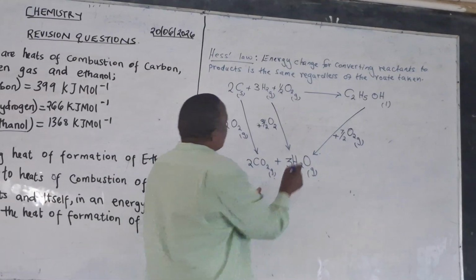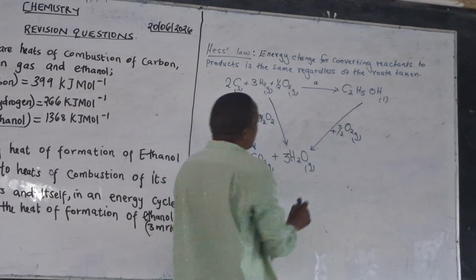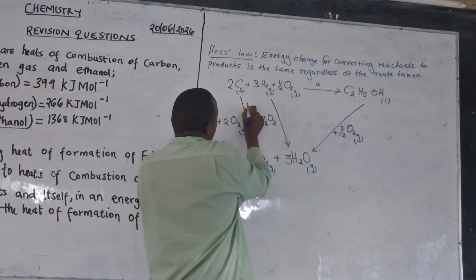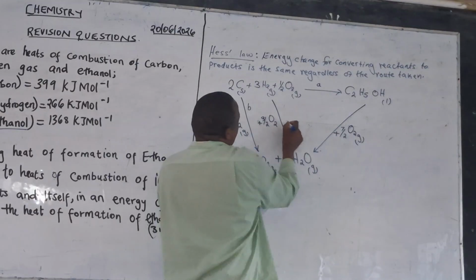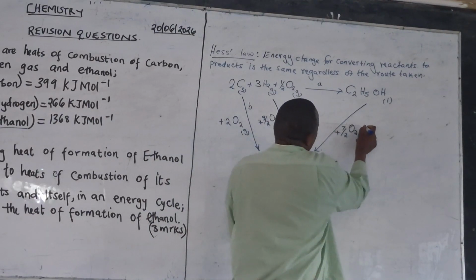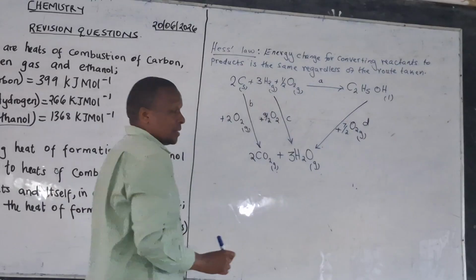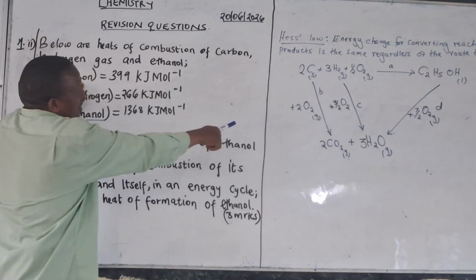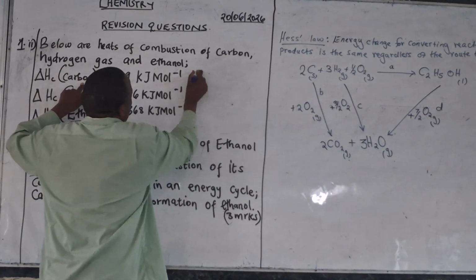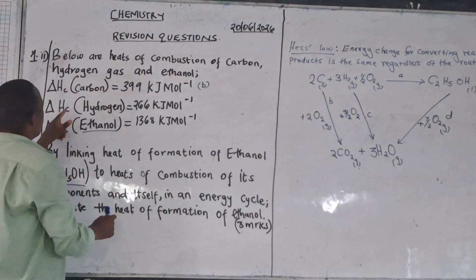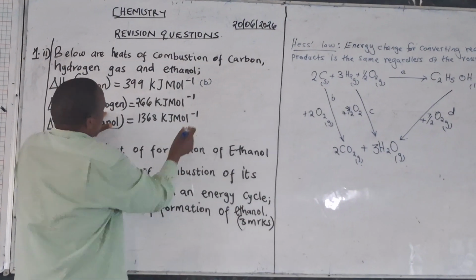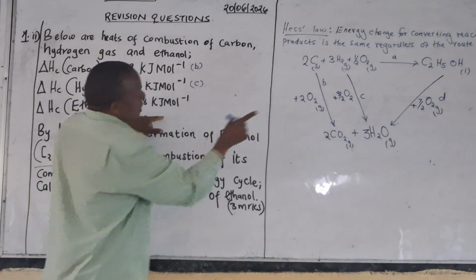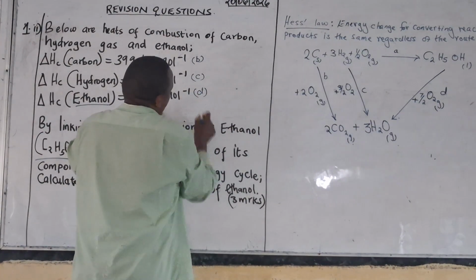Let us assume that this is A. Enthalpy of formation of ethanol from the constituent elements is A, while the enthalpy of combustion of carbon is B. The enthalpy of combustion of hydrogen is C, and the enthalpy of combustion of ethanol is D. Are we together? Yes. Now let's go back here. Enthalpy of combustion of carbon is what there? It is B. So we call this one B. Enthalpy of combustion of hydrogen is C. So we call this one C. Very good. Enthalpy of combustion of ethanol is what there? D. Are we together? Yes. Very good.